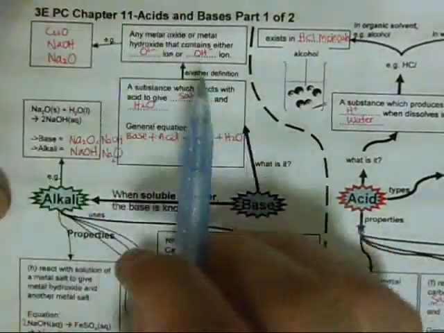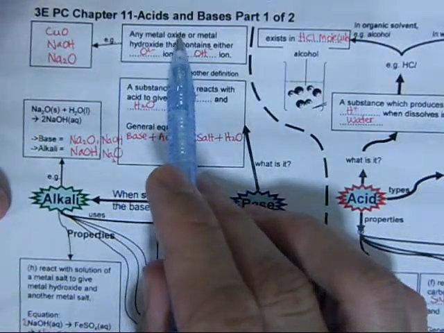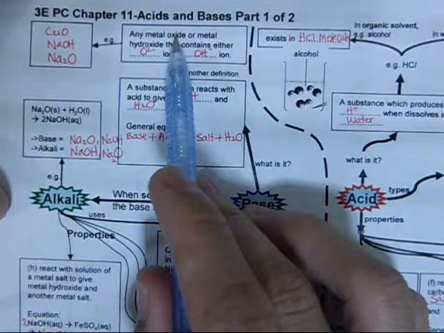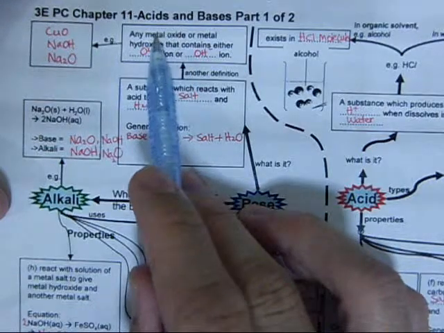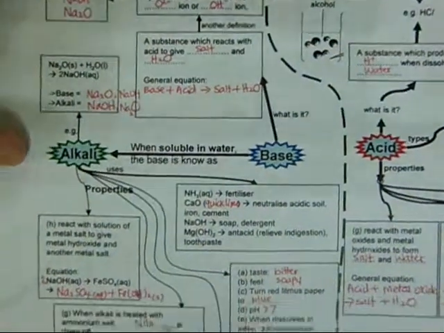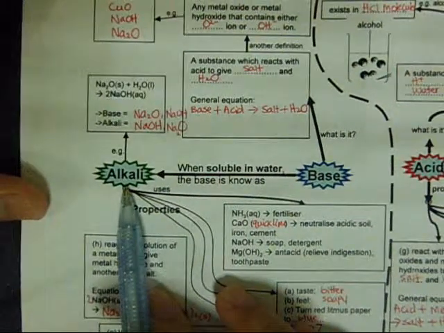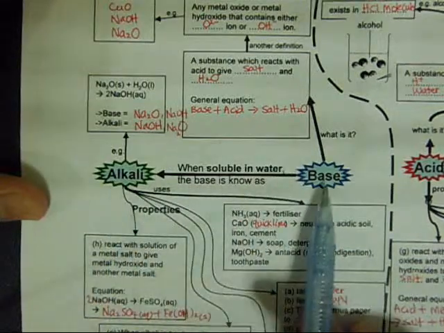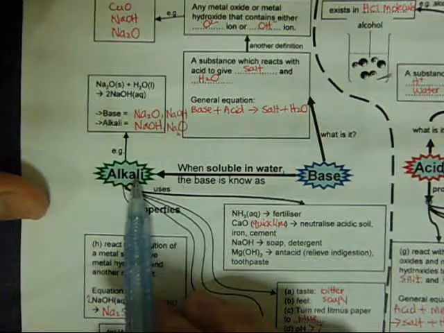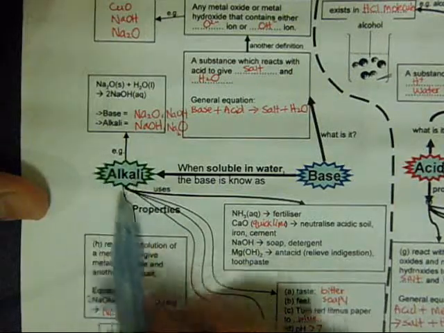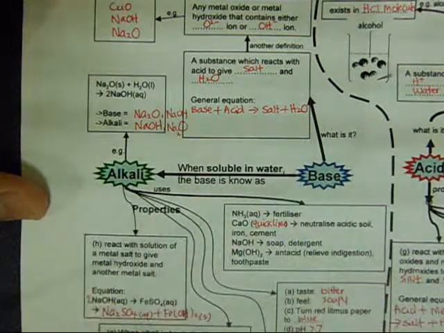So the first part of the name of a base should be a metal, and the second part should be either oxide or hydroxide. An example would be calcium oxide. Calcium is a metal, so calcium oxide is a base, and calcium hydroxide is also a base. When the base is soluble in water, that is known as alkali. Some bases may not be soluble in water, so only a base that is soluble in water is known as an alkali. That means all alkalis must be bases, but not all bases must be alkalis.